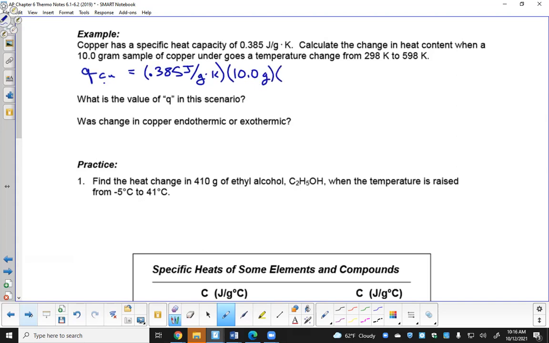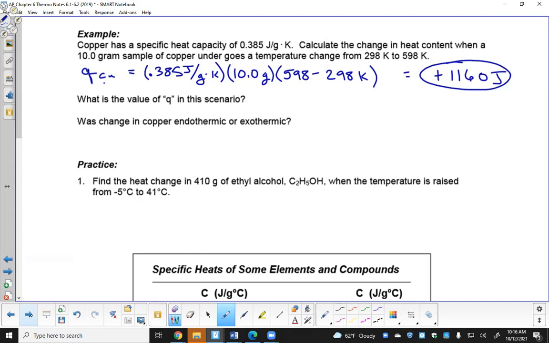And the temperature change, this is where you've got to be careful. The final temperature is 598. The initial temperature was 298 Kelvin. So we want to get final minus initial. If we enter that in properly, we should get a positive value of 1160 joules.